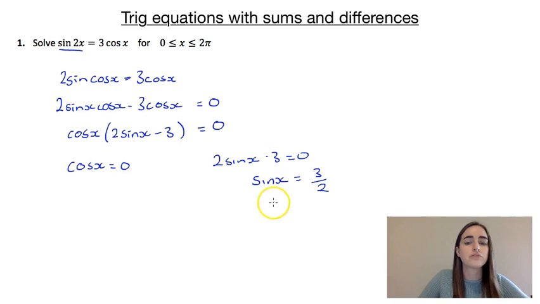If we have a look at this one first, we know that that's not going to have any solutions because sine varies between minus 1 and 1, and 3 over 2 is 1.5. So there's no solutions for that. But this one there will be.